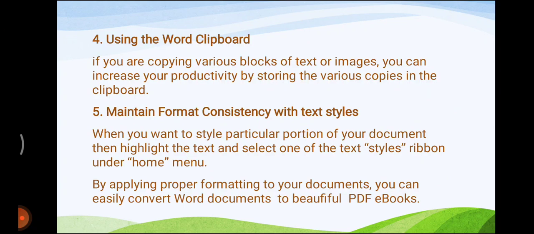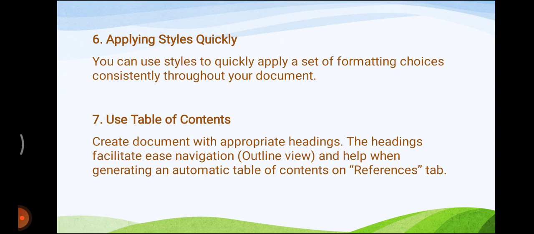When you want to style a particular portion of your document, highlight the text and select one of the text styles in the ribbon under the Home menu. By applying proper formatting to your documents, you can easily convert Word documents to beautiful PDF ebooks. Number 6 is applying styles quickly. You can use styles to quickly apply a set of formatting choices consistently throughout your document.